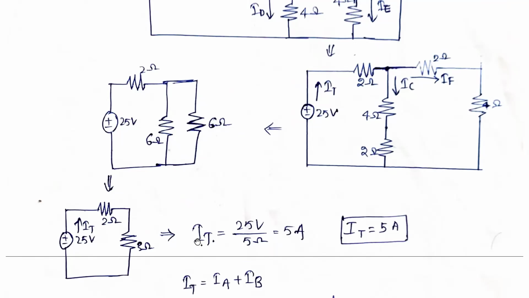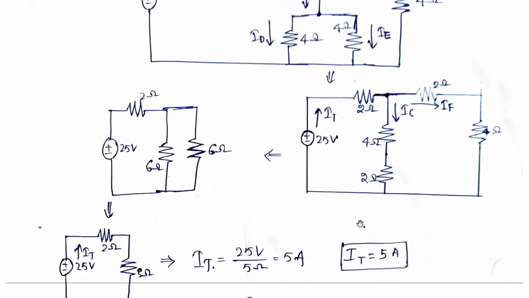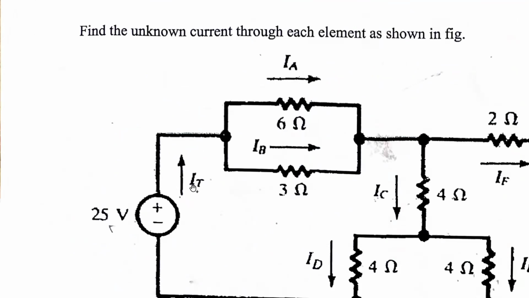So here we are going to find out what IT is. IT is equal to 25 divided by this 3 plus 2, which is 5 ohms. That is 5 amperes. So I is equal to V by R, or V is equal to IR. In that format, IT is equal to 5 amperes. So we found IT, that is 5 amperes.